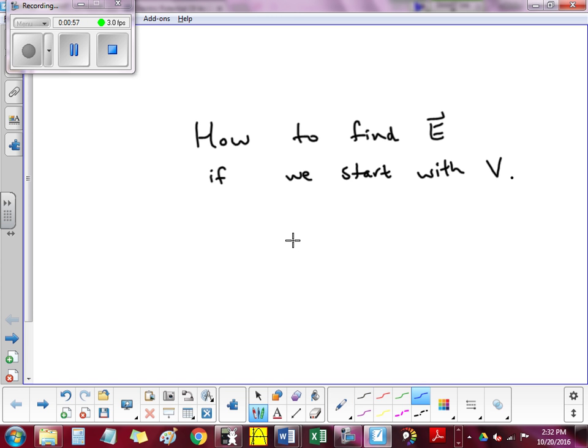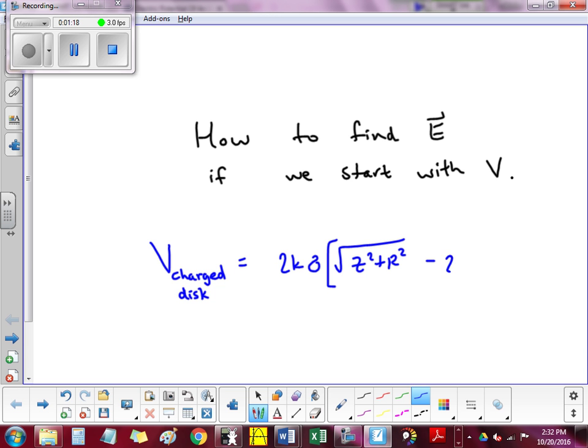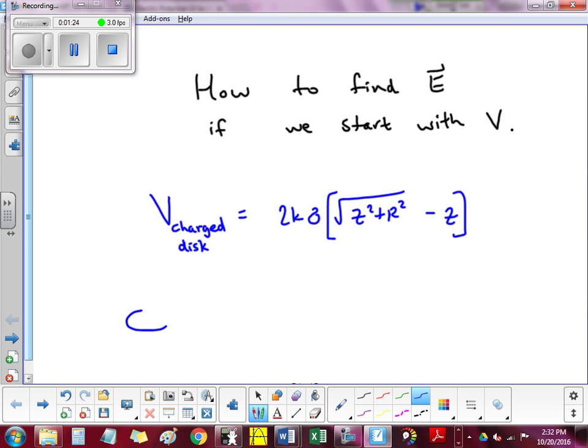Okay, so you might remember that the V for a charged disk is 2kσ times the square root of z squared plus R squared, minus z. And this is the potential, the scalar potential experienced at any point z units above or below the very center of the charged disk.